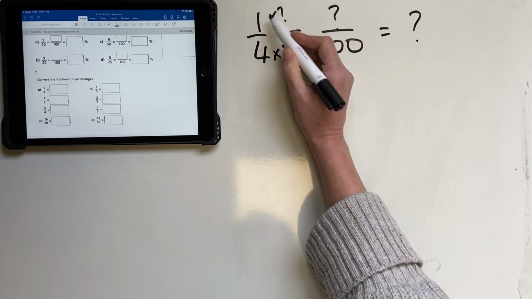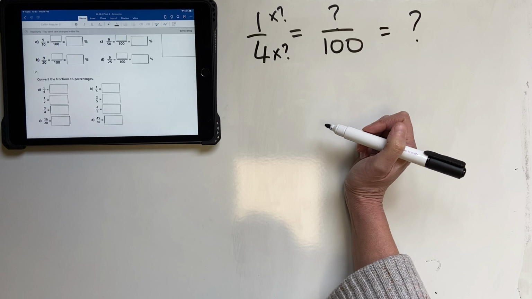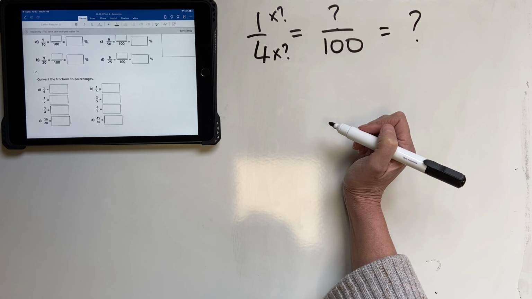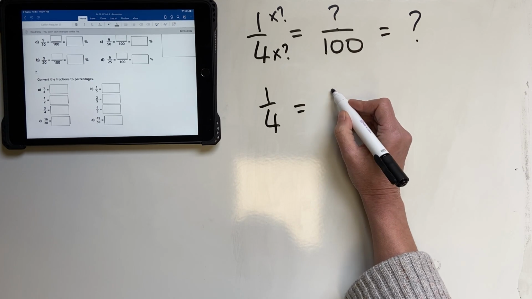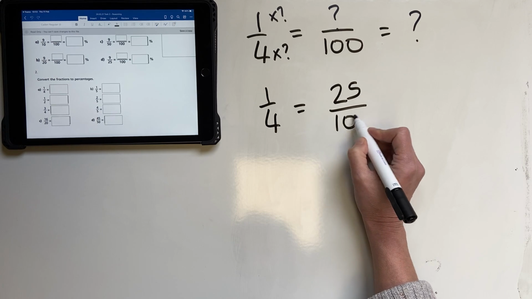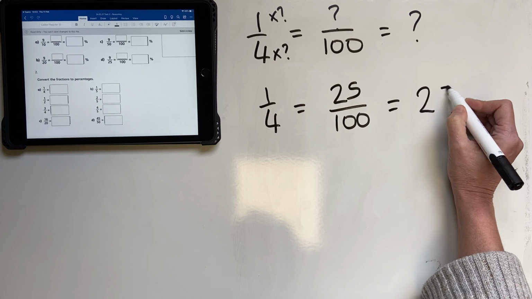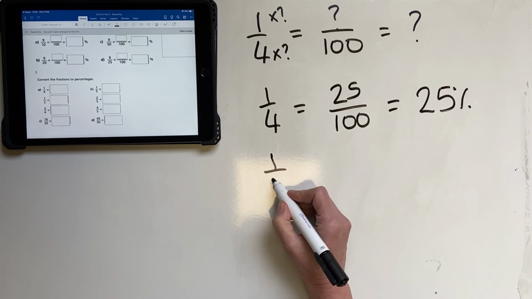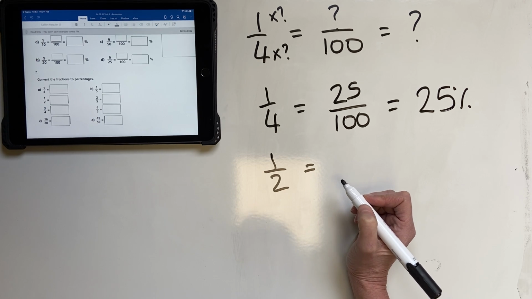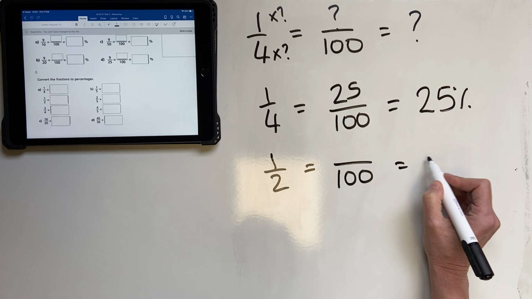But think about this. What is a quarter of 100? Well, half is 50. Half again is 25. So a quarter is going to be 25 hundredths. So then you know what the percentage is, 25%. So hopefully you know what half is. What is half in hundredths? And then tell me what the percentage is.